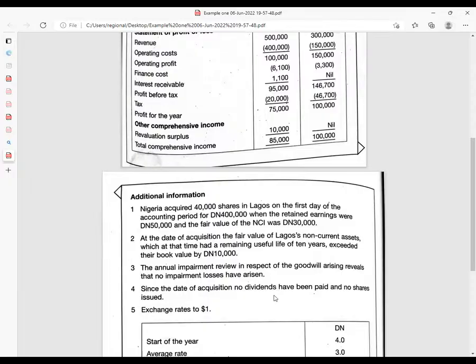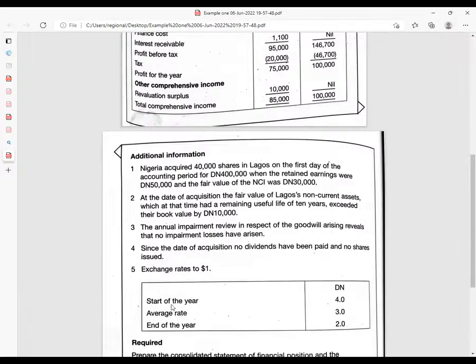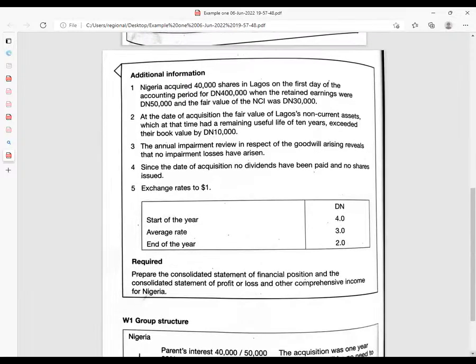We can see the exchange rates to dollars. We have the start of the year, the average rate for the income statement items, and then the end of the year rate for the balance sheet items, assets and liabilities. They want us to prepare a consolidated statement of financial position and a consolidated statement of profit or loss and other comprehensive income for Nigeria. So we start as usual.